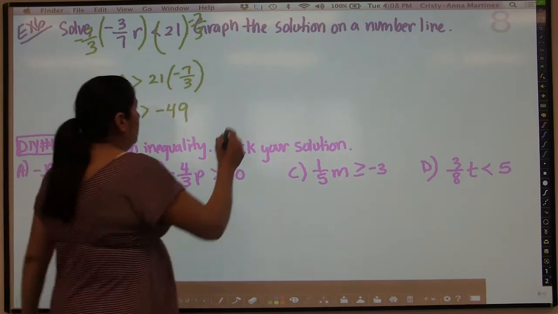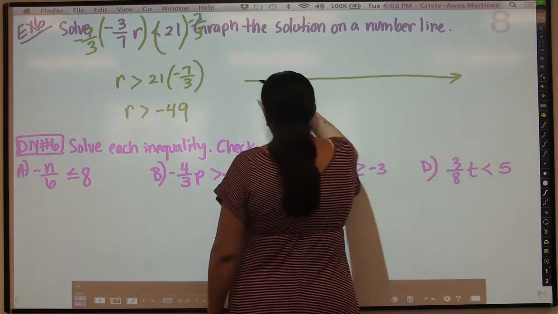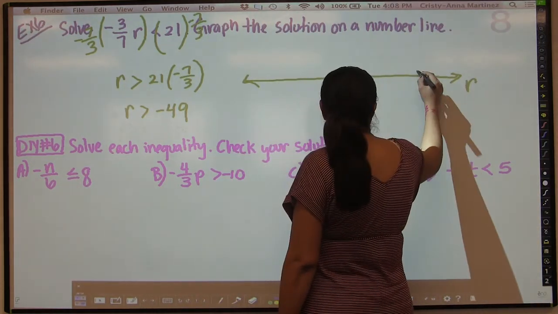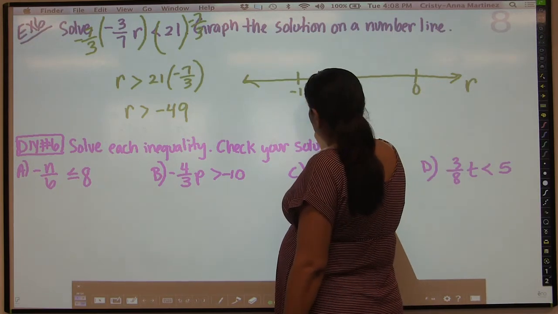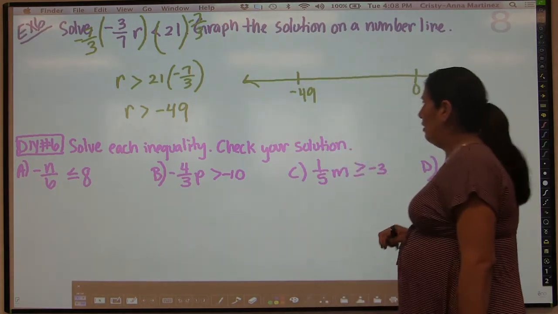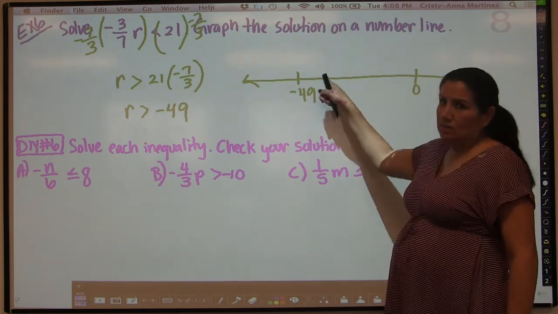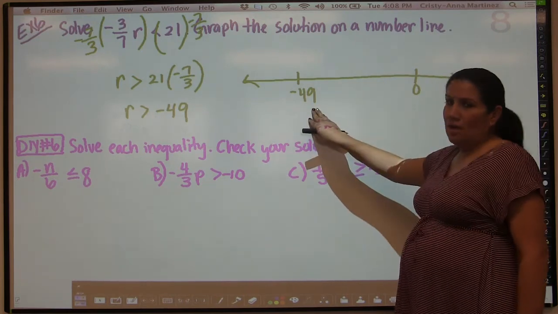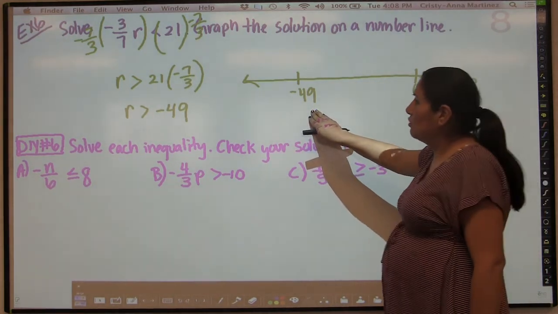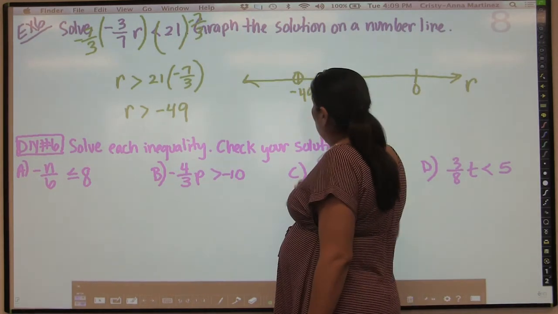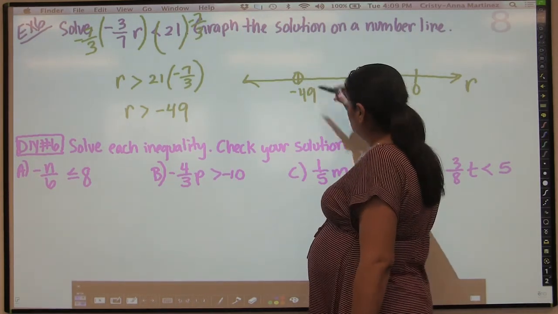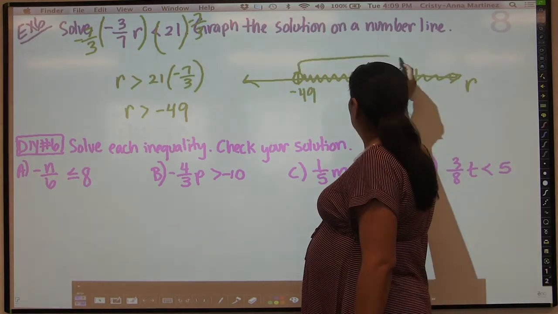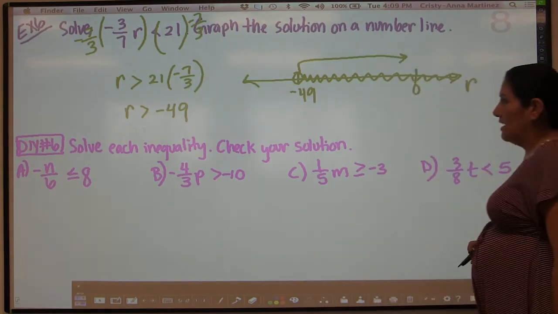And then to put that on a number line, remember we put a horizontal line. We want to label our axis with the variables. That's going to be R. And then over here we're going to have 0. And then -49 is down here somewhere. Now I don't care if you actually have 48 tick marks in between, but I need to make sure that you have a 0, that you have the variable, and that you have the number in question here. This is a greater than, so this is not equal to, so we're going to put an open dot, but it is greater than, so we're going to shade to the right. Or like I said before, you can do the arrow thing. And that is how you do example 6.